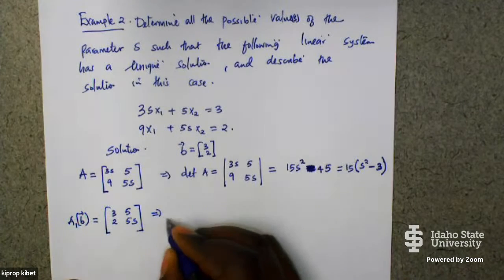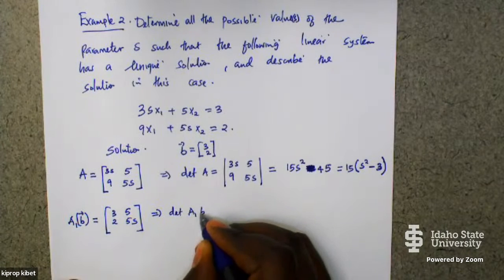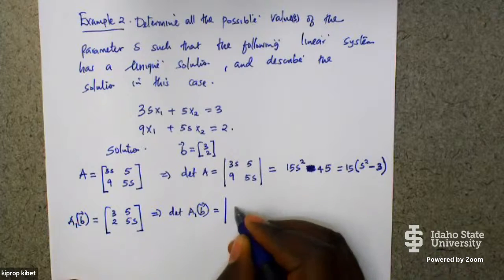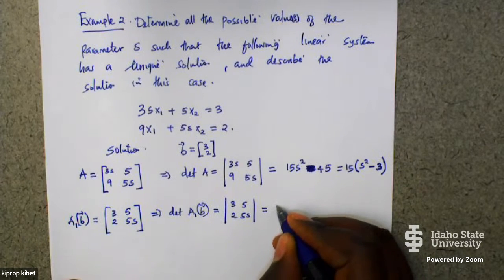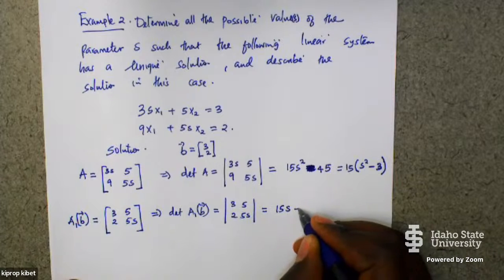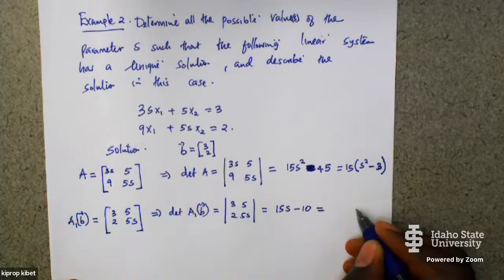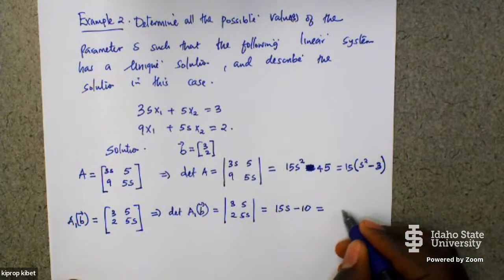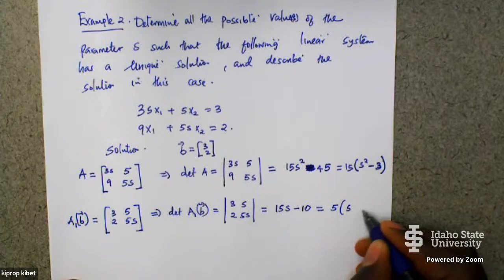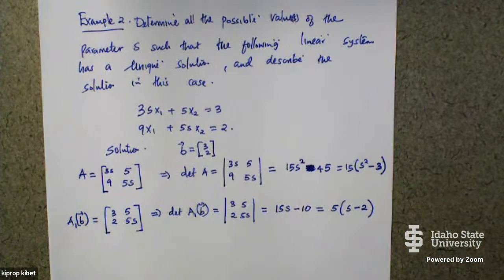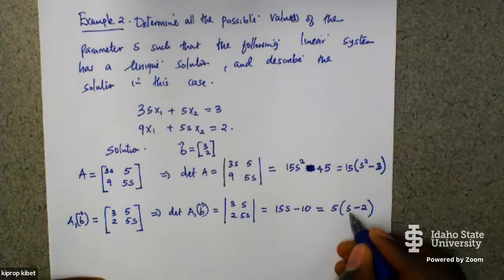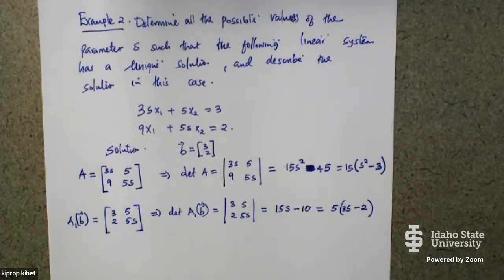Then the determinant of A1(B) is equal to the determinant of [3, 5; 2, 5s], which is 15s minus 10, which is similar to 5 times (3s minus 2). So it is 3s minus 2.